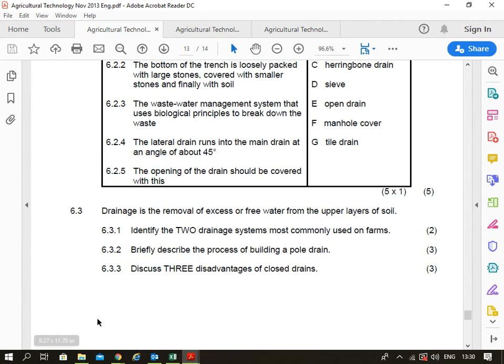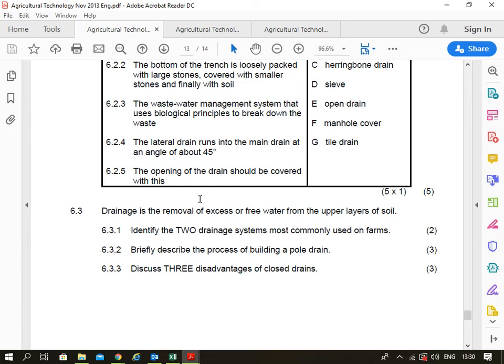Bang, bang. Adrian. Okay, kom ons gaan aan.